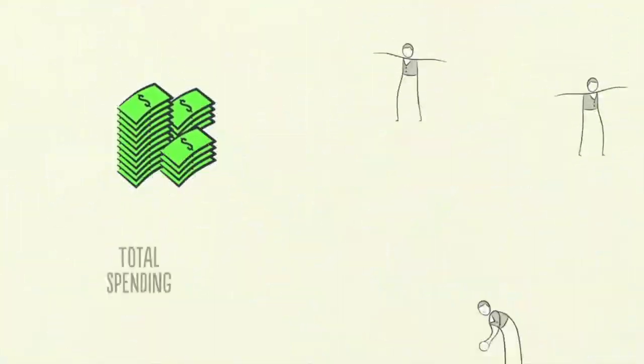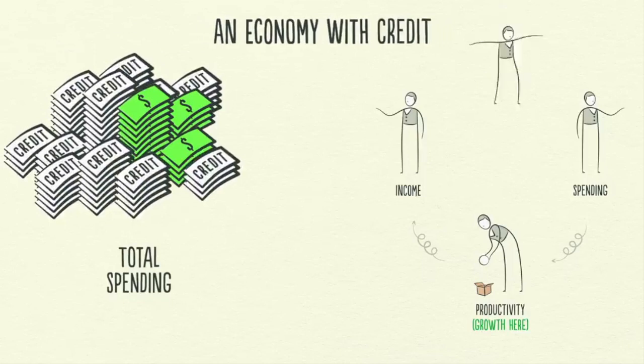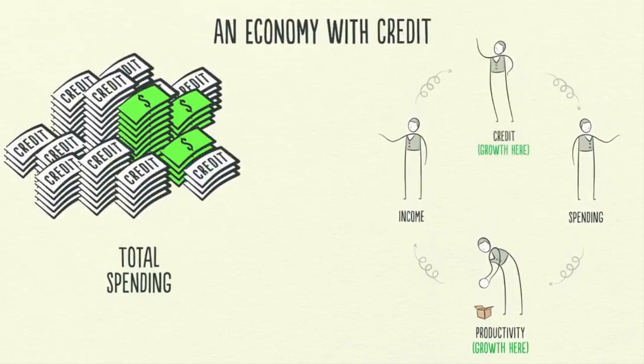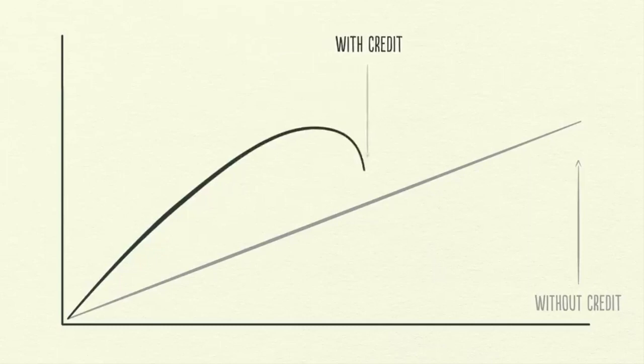Remember, in an economy without credit, the only way to increase your spending is to produce more. But in an economy with credit, you can also increase your spending by borrowing. As a result, an economy with credit has more spending and allows incomes to rise faster than productivity over the short run, but not over the long run.